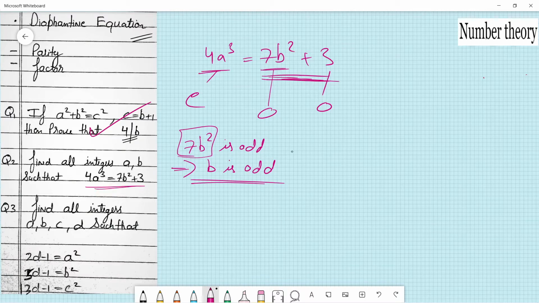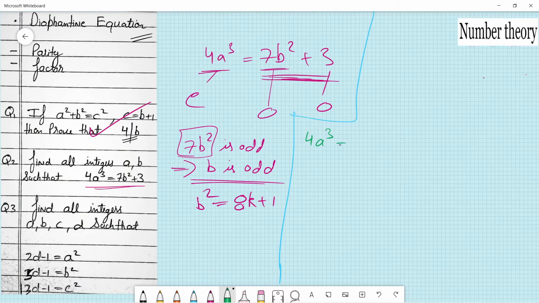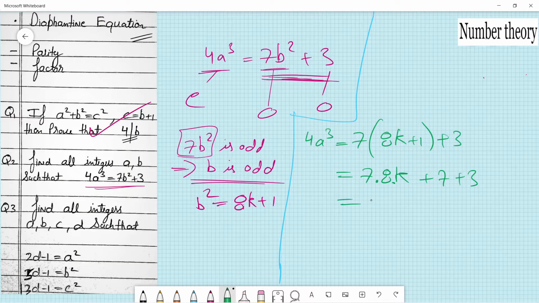Okay, now again, since b is odd, b square can be written as 8k plus 1 for some integer k. So let's replace this in our equation. Let's write it here again: 4a cube equals 7 times b square plus 3. In place of b square we write 8k plus 1, plus 3. So from here we get 7 into 8k plus 7 plus 3. We get 8 times 7 is 56k plus 10. So we got 4a cube is this.